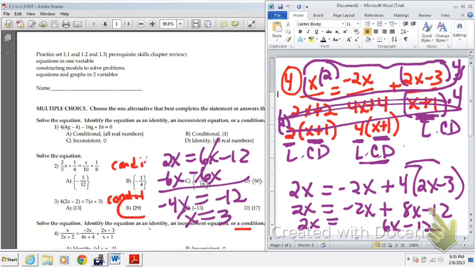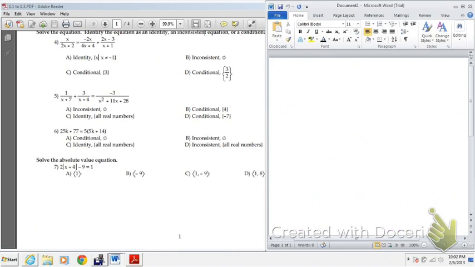So we're claiming x equals 3. Let's take a look. Survey says, aha, there it is. We claimed x equals 3, yep. So x equals 3 is conditional. The only way to know that you're right is to take 3 and throw it back into the original and see if it balances out.